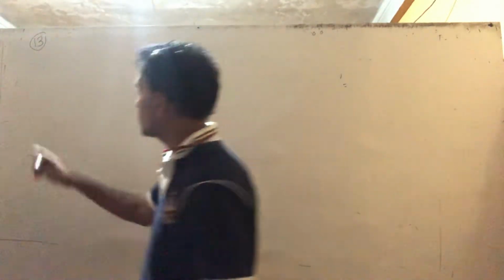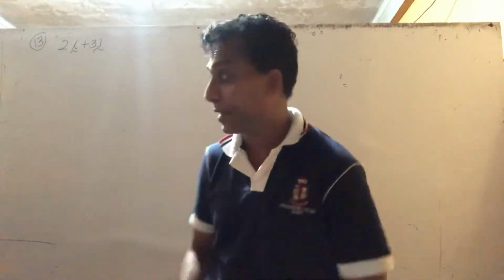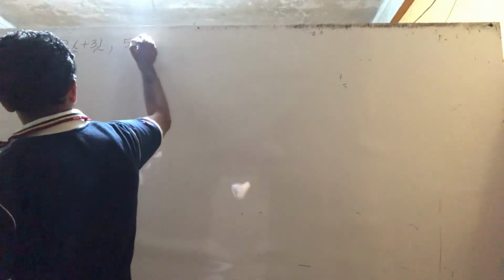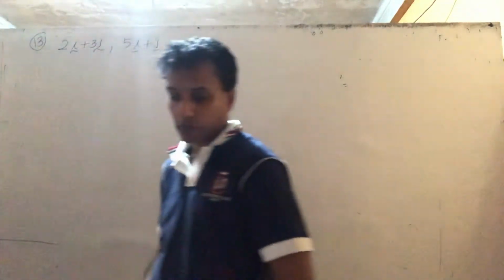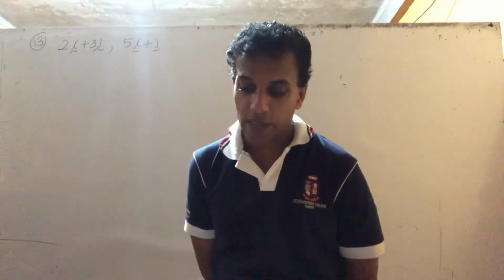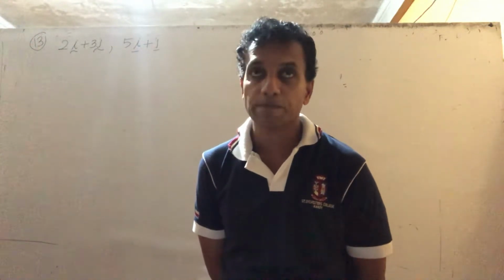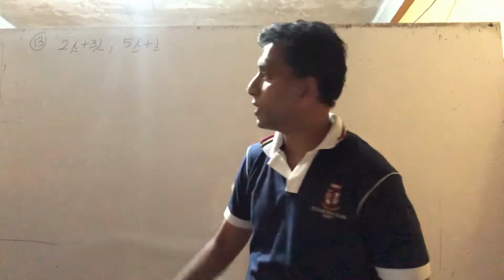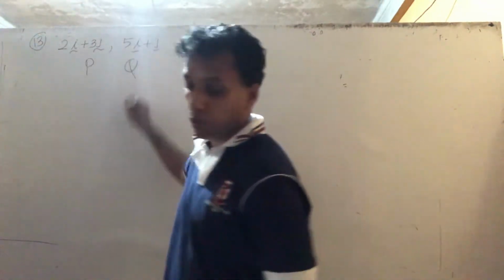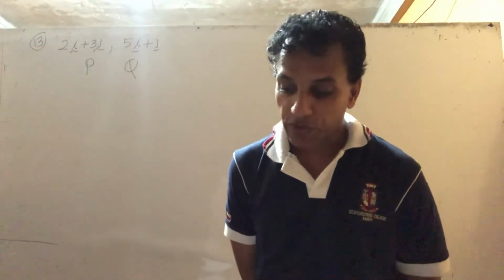Alright, next question number 13, my fifth video of vectors revision. Write this. In the usual notation, let 2 vector i plus 3 vector j, and 5 vector i plus vector j be the position vectors of 2 points P and Q, respectively, with respect to origin O.